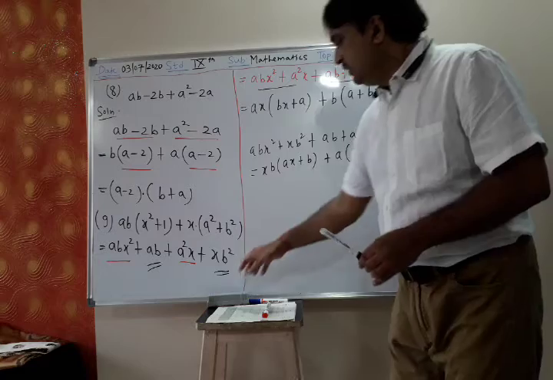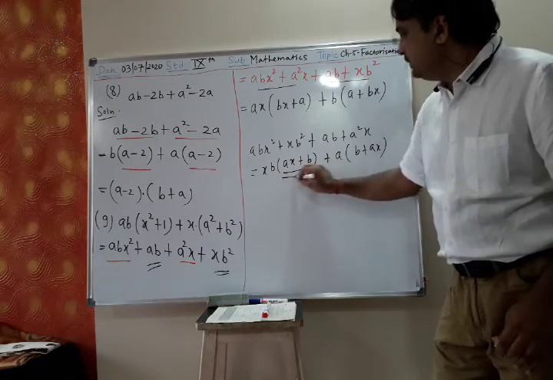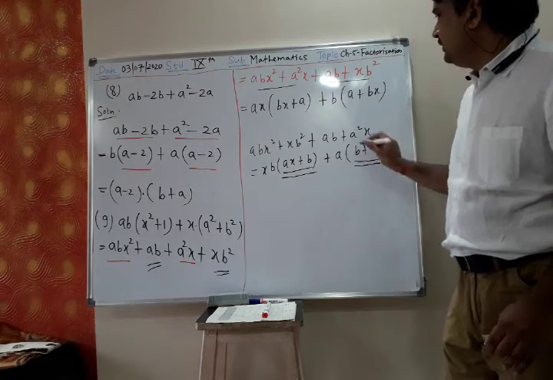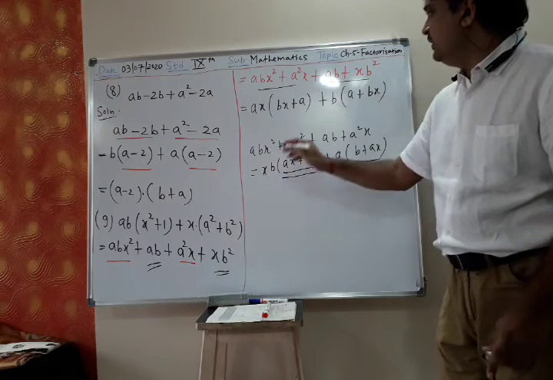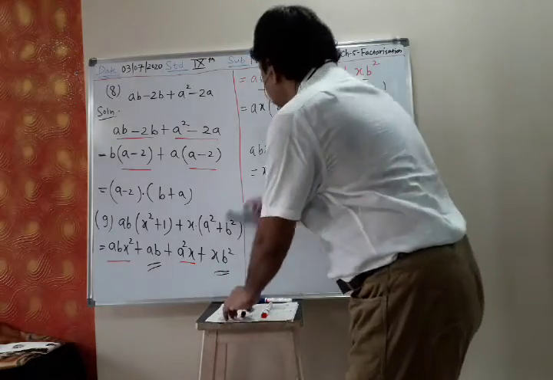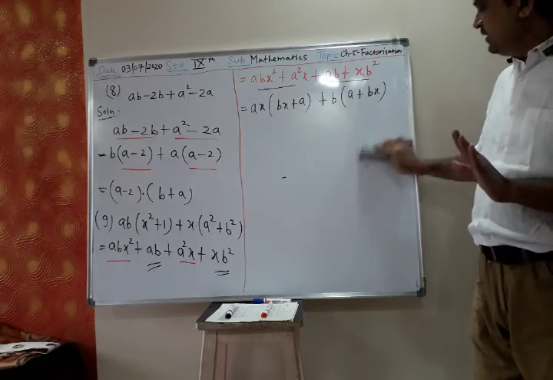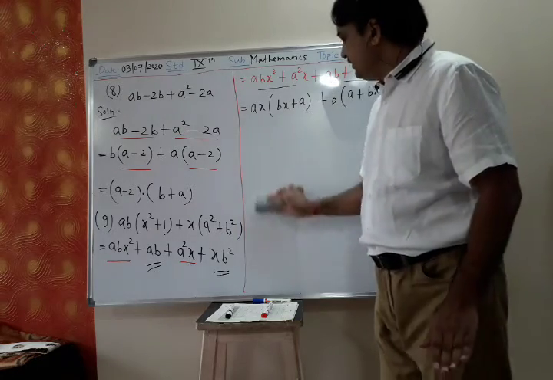Are you getting? See, if you take first and fourth, then you will get AX plus B. When you take first and third, you will get A plus BX. So it does not matter. You can take first and fourth also. Yes, the answer will remain the same at the end.